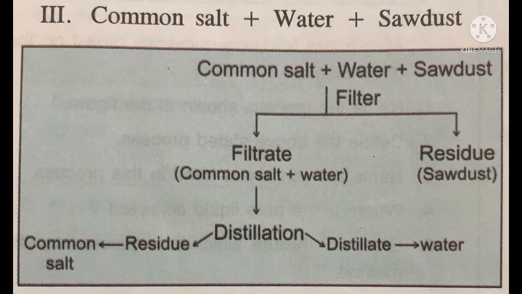Now the next mixture is of common salt, water and sawdust. First of all we will use the filtration method, which gives sawdust as a residue and common salt and water as a filtrate. And then by using the distillation method we get water as a distillate and common salt as a residue. So one thing to keep in mind is that in distillation we always use a non-volatile solid. In this case common salt is a non-volatile solid.